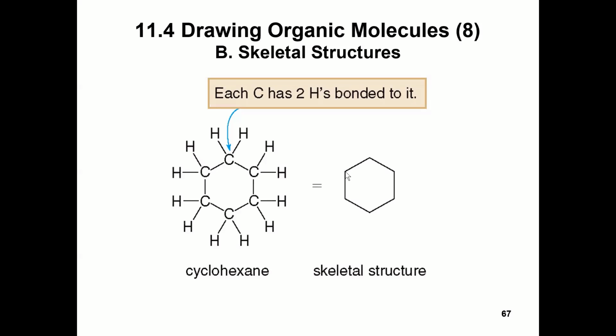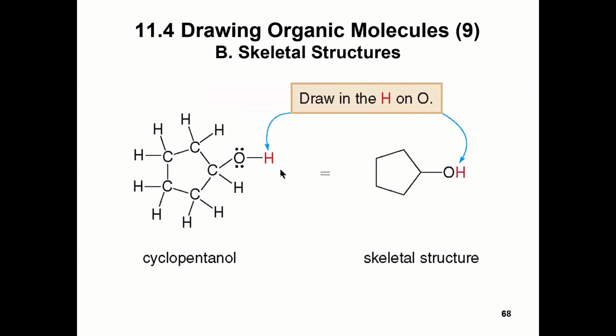The hydrogens are inferred because, for example, this carbon here is bonded to two other carbons. So you need 4 total bonds, which means you need 2 carbon-hydrogen bonds. In fact, you're going to have 2 hydrogen atoms bonded to each of the 6 carbons in this cyclohexane structure.